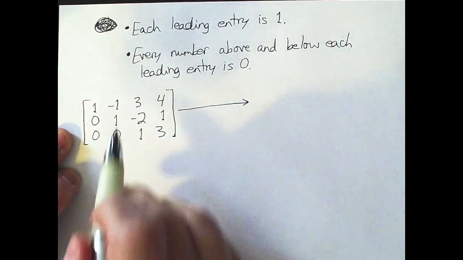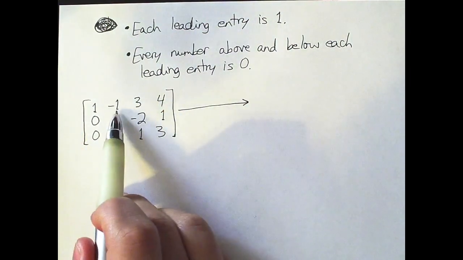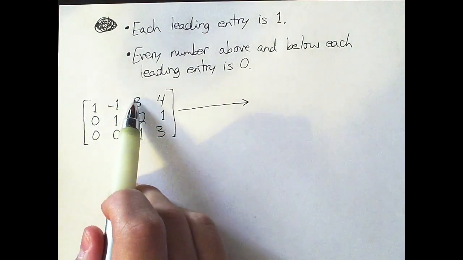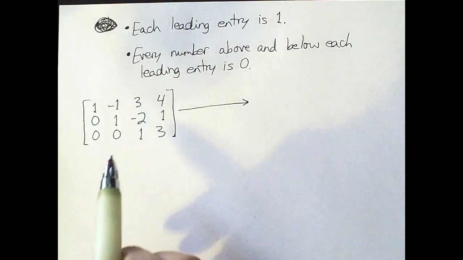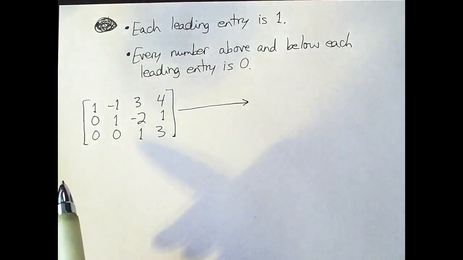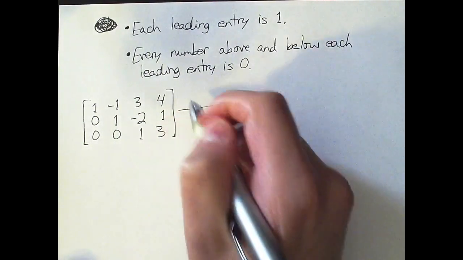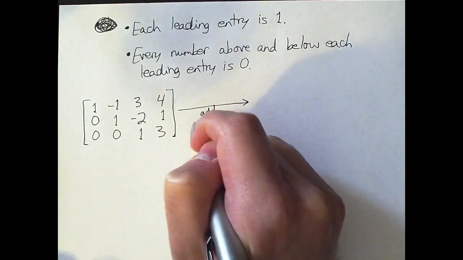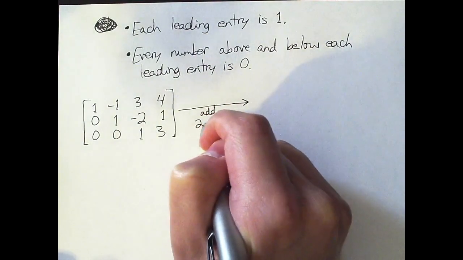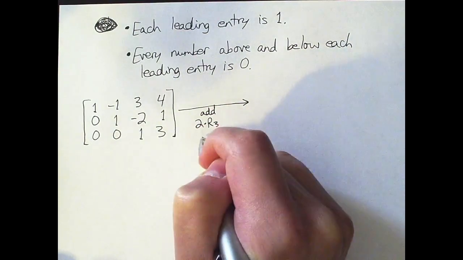We keep working with it. We need to get more zeros. We need to get this -1 to be a 0, this 3 to be a 0, this -2 to be a 0. We can't just replace them with zeros, though. We have to do those 3 steps that we're allowed to do to rows. So I'm going to add 2 times row 3 to row 2.